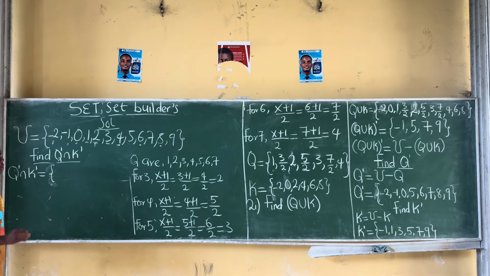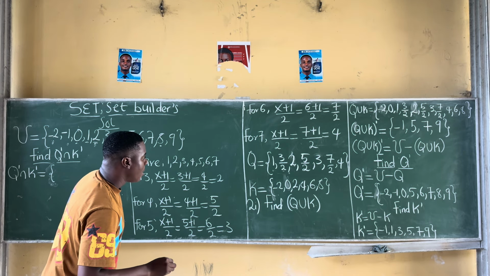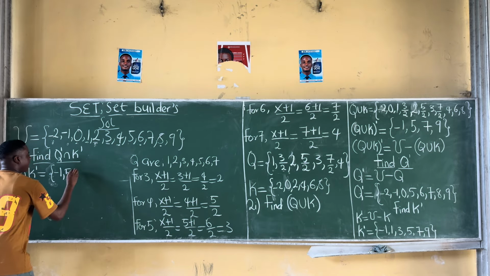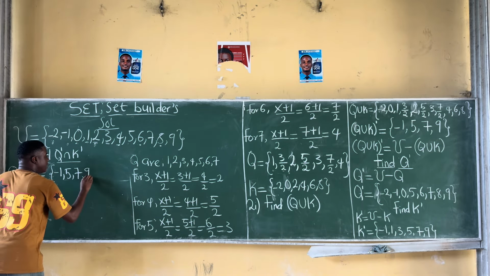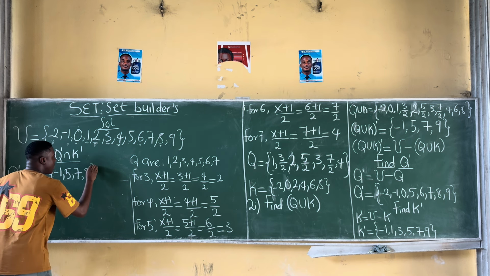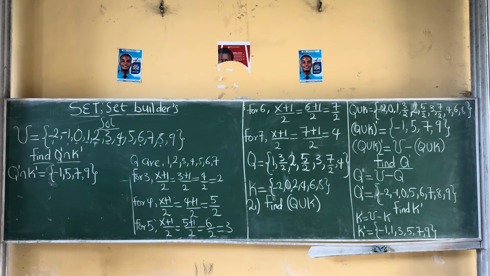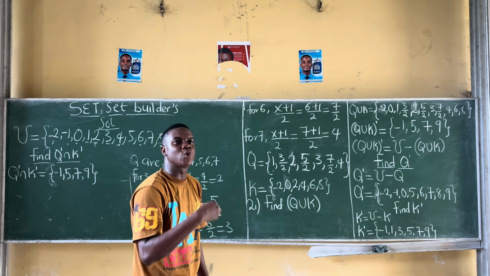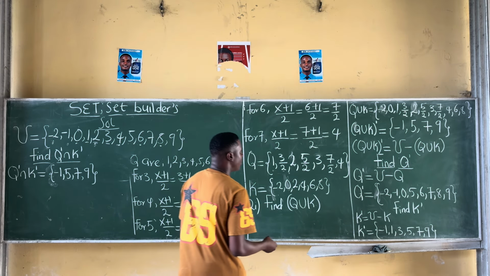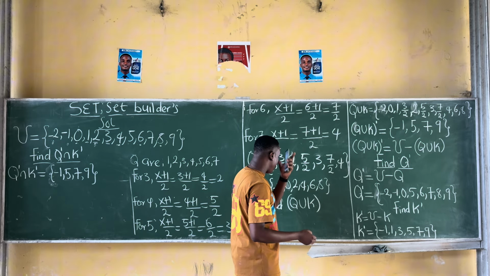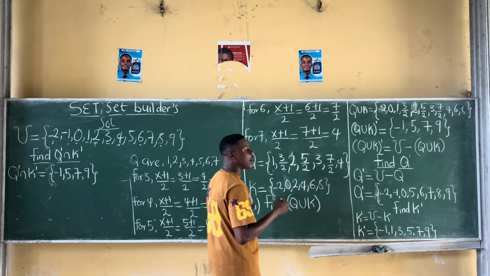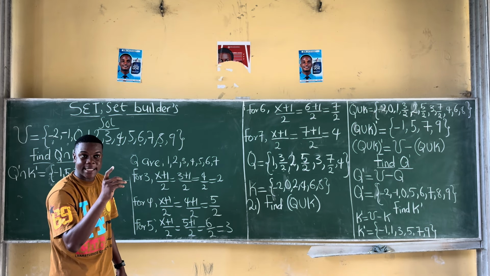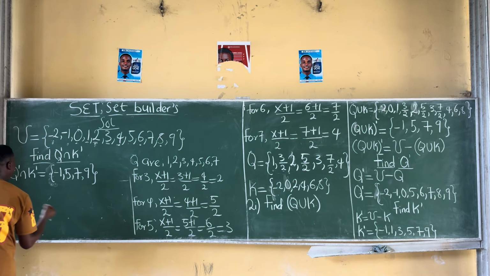So now what is common? Minus 1, 5, 7, and what? These are the common things, right? Then we close it. Now we are almost done. Let us see if what you have done is correct. Remember the question said that we should show that Q union K prime is equal to Q prime intersection what? Yes. So now, let us see if they are the same.